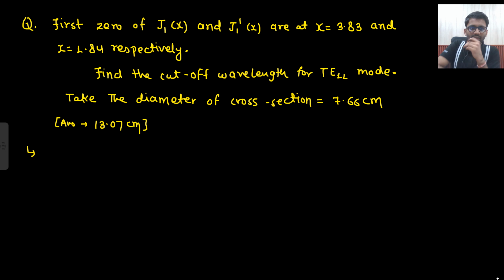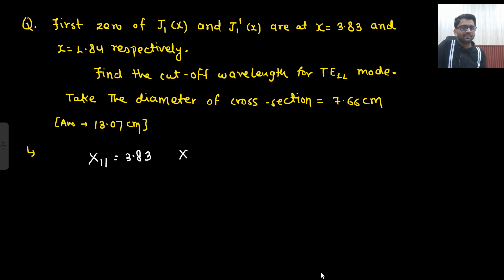What is given in the language? The first zero for J1x and J1-x are at x equals to 3.83 and x equals to 1.84. What do you think is given? The zero of J1x is given, that means they are talking about x and p. Now, what is the value of n? 1. Which zero are they talking about? First zero. So, what is the value of p? 1. So, x11 is given as 3.83.